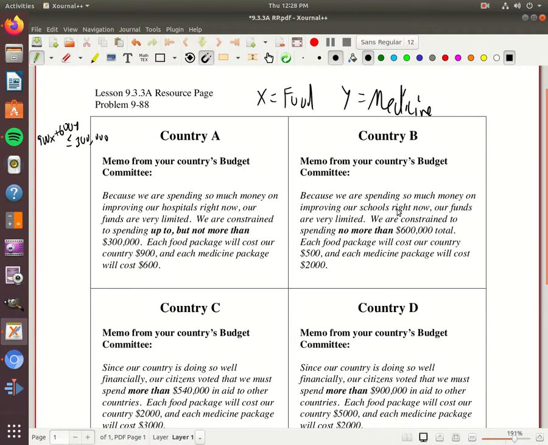If I go to country B, because we're spending so much on improving our schools right now, our funds are very limited. We're constrained to spending no more than $600,000. The food is $500 per pack. The medicine is $2,000 per pack, and they're going to spend $600,000 or less. I'm going to run out of room there.